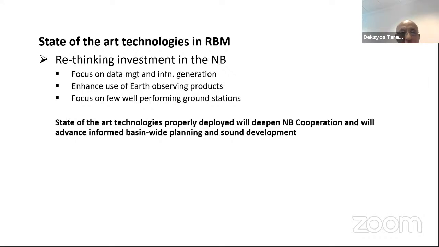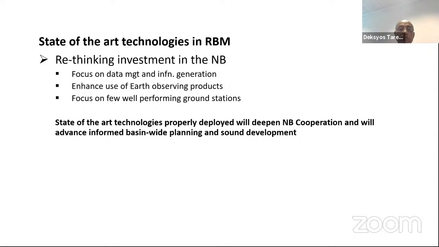One has, of course, to rethink and focus on data management and information generation in the Nile Basin, and rethink investment. We have to focus on data management and information generation, enhance observation products, in addition to ground observation, and focus on a few well-performing ground stations. This is also a very good point to rethink on how to invest in the Nile Basin.